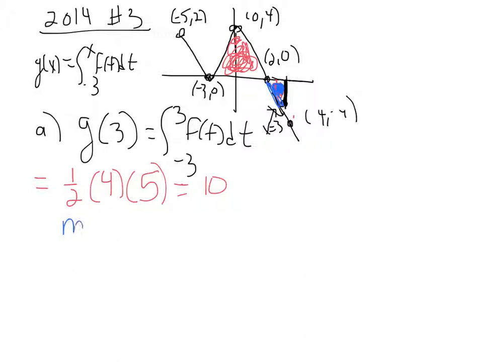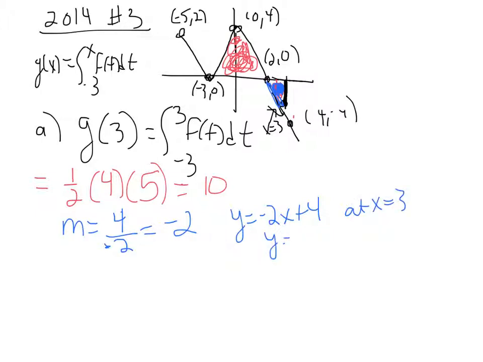So the slope of that line, we're going to need the slope later. The slope of that line I can get from doing 4 over -2, which is -2. And then the equation of that line would be -2x plus 4, because the y-intercept is 4. And so at x equals 3, the y value is -2.